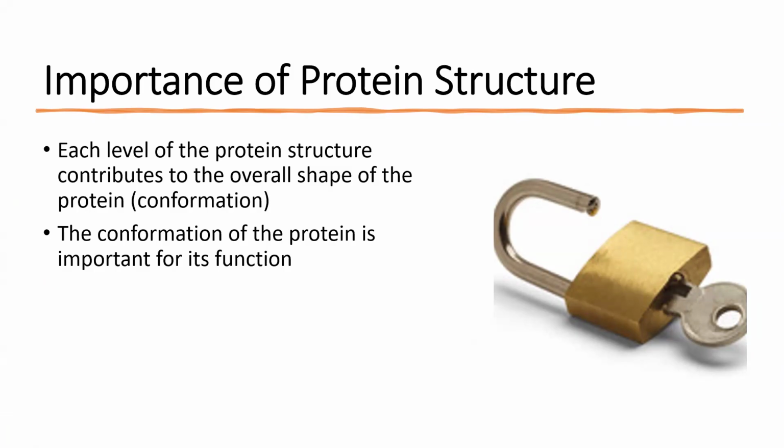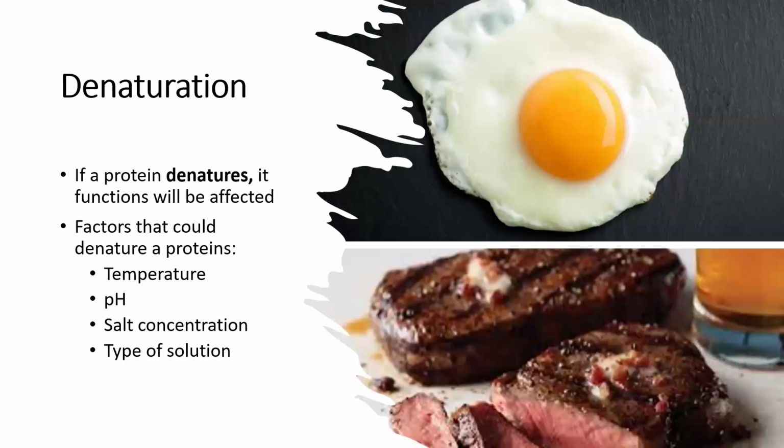So how do you change the conformation of the protein? Well, I already listed a few examples for you. You can change the conformation by altering the temperature, changing the pH, salt concentration, as well as the type of solution. And so when you heat up the protein, it unravels, it denatures. That's the biology term for unraveling a protein.